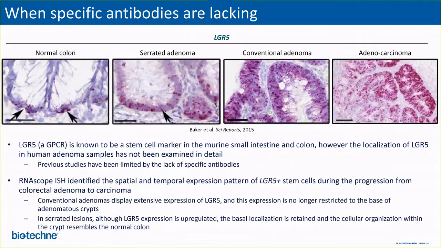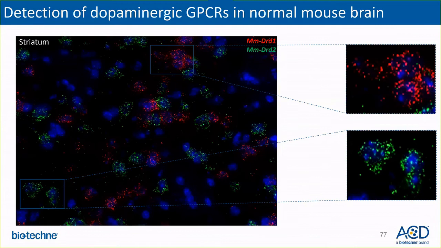For many GPCRs, there are either no antibodies available or no reliable antibodies available, so the detection of GPCRs in the tissue context can be limiting. Dopamine receptors are implicated in many neurological processes. Here, we demonstrate detection of the two distinct neuronal populations marked by the dopaminergic GPCR DRD1, shown in red, and DRD2, shown in green. In this assay, the RNAscope fluorescent multiplex V1 assay was used.